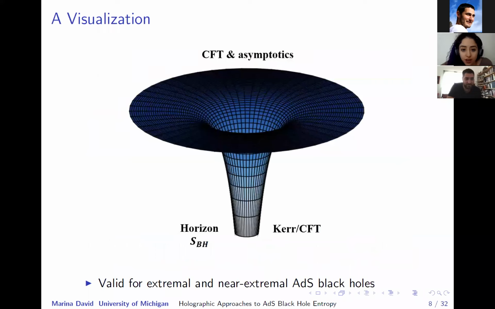So a visualization of what I mean by Kerr/CFT, asymptotics and the horizon is the following picture that I like to show. When I'm talking about the horizon, I'm talking about near the throat of the AdS2 region. This is also where the beginning of Kerr/CFT starts. Whereas when I talk about the CFT or the asymptotics, I'm in the outside region, all the way out to the boundary. So I'm right here.